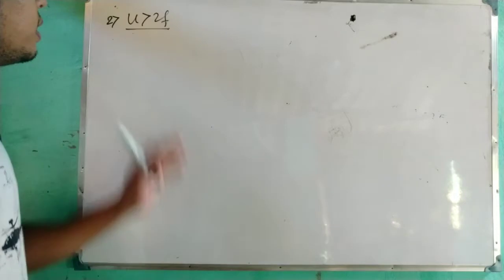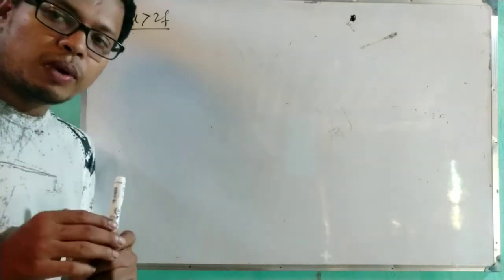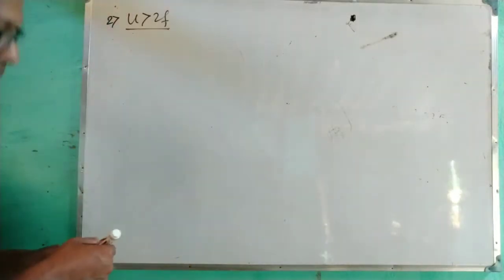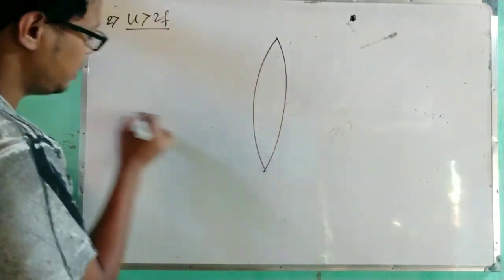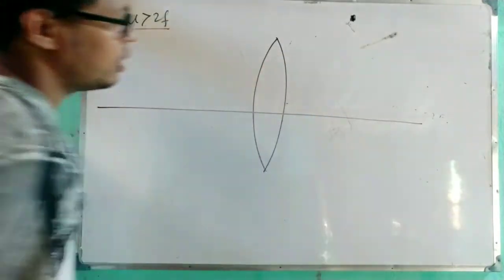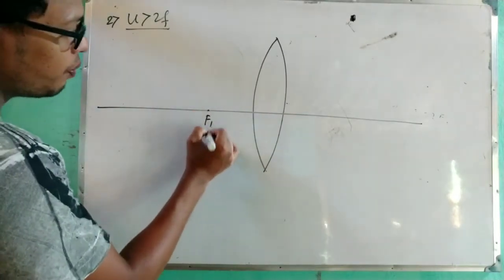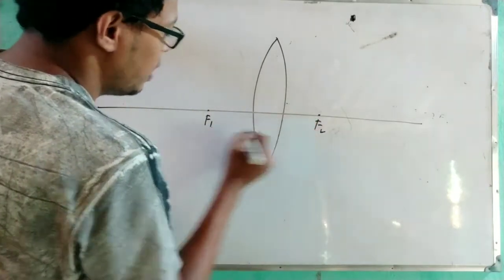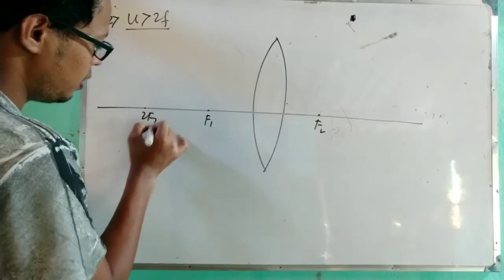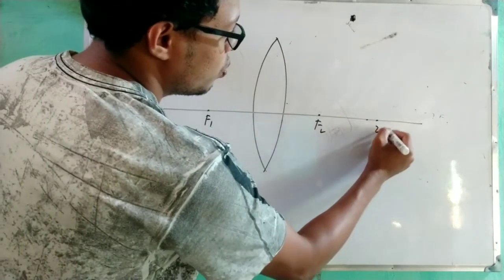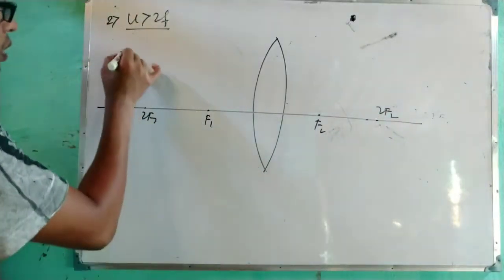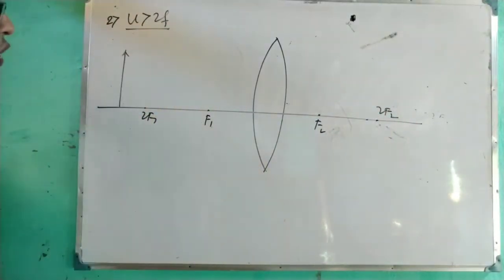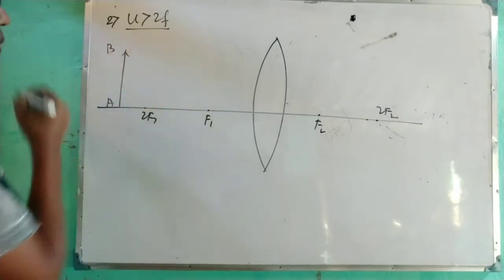Now consider the object is placed beyond twice F, beyond the center of curvature of the lens. So where will the image form and what will be the nature of the image? Here I am taking the convex lens. This is F1, this is F2, and twice F1. So this will be twice F2. Here I am writing twice F2. What I told, the object is placed beyond, so names I am giving A and B.